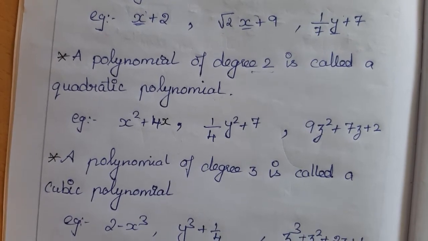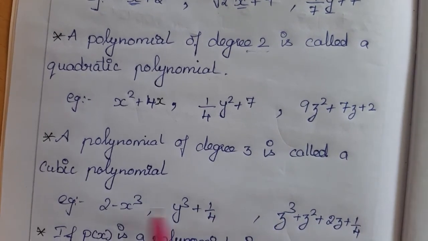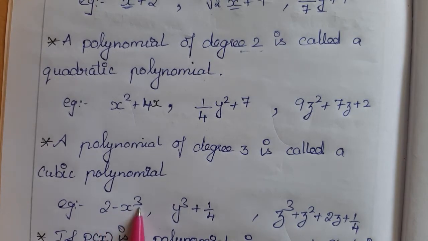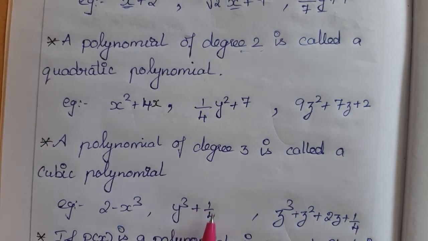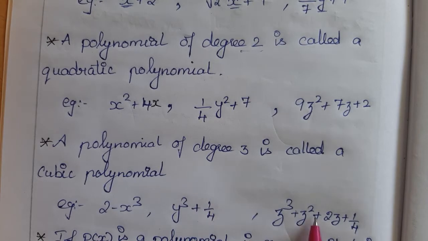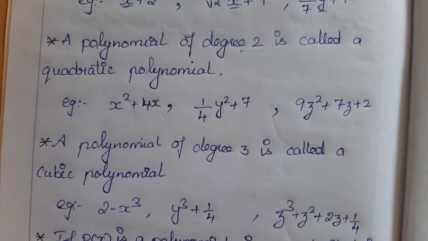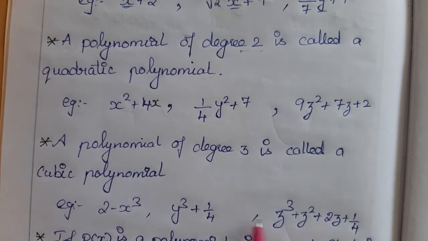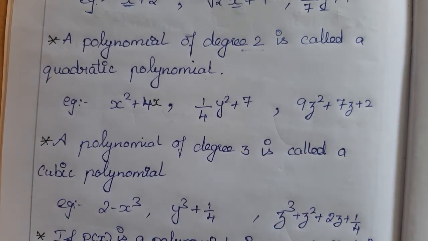Next, a polynomial with degree 3 is called a cubic polynomial. A few examples of cubic polynomials are 2 minus x cube, y cube plus 1 by 4, z cube plus z square plus 2z plus 1 by 4. Here you can see that each polynomial has the highest power 3, so the degree is 3, and this polynomial is called a cubic polynomial.